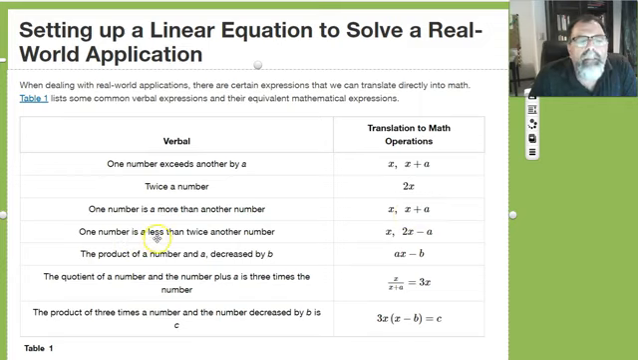One number is a less than twice another number. So if you have a number x, twice a number and then minus a, is a less than twice another number.